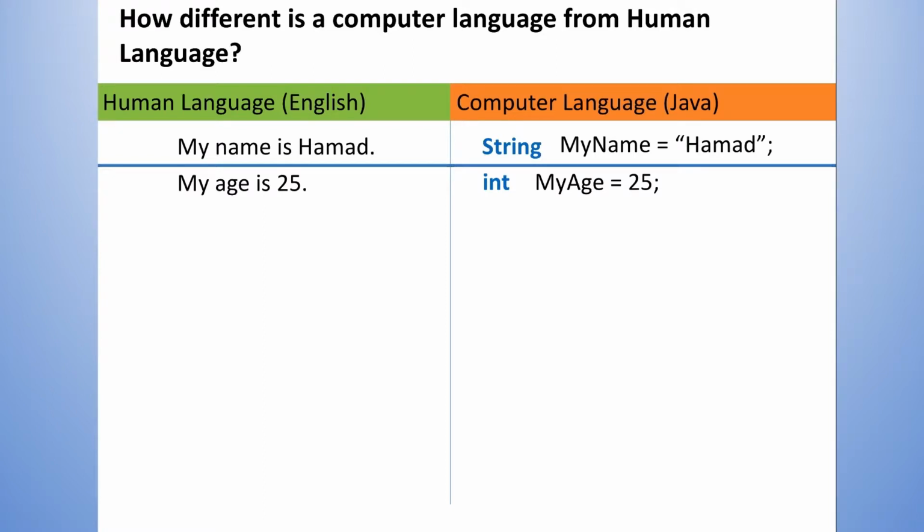So in human language, I say my age is 25. In computer, I say int myAge equal 25, which is very similar in my opinion.